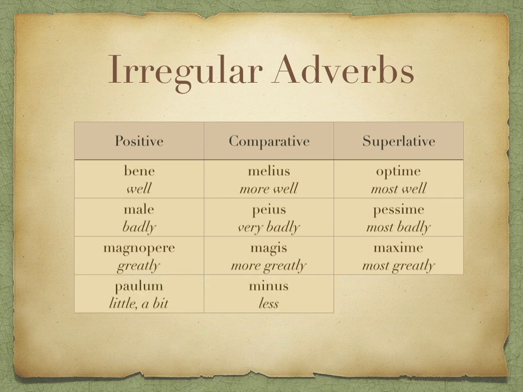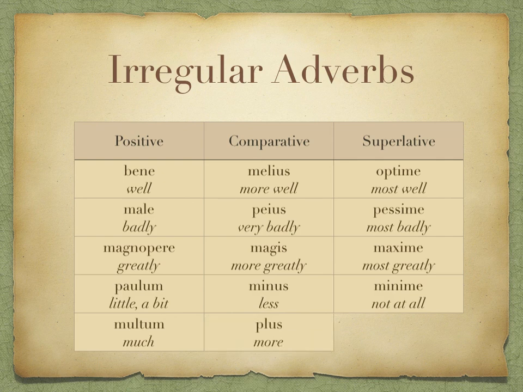paulum for little or a bit, minos for less, and minime, which you'll recognize as the word for no, is not at all. And finally, multum is much or a lot, plus is more, and plurimum is most. Again, just be aware of these and make sure that you can recognize them and translate them.